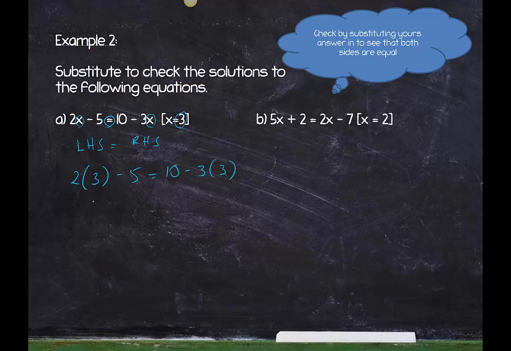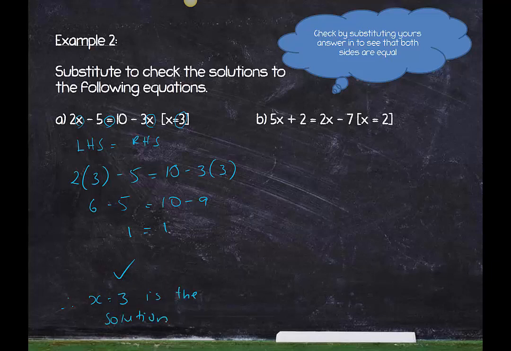So that means 2 times 3 is 6 minus 5 equals 10. 3 times 3 is 9 minus 9. 6 take away 5 is 1. 10 take away 9 is 1. Does 1 equal 1? It does. So, yep, it's right. Therefore, x equals 3 is a solution.